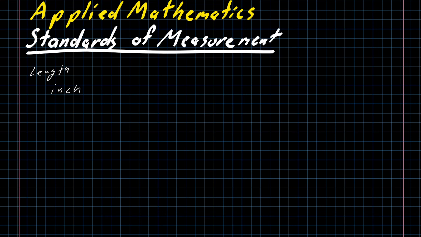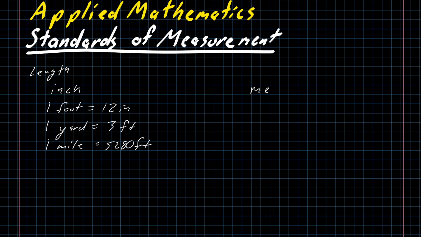In the US Customary system, we start with the inch, then we have 1 foot, which is 12 inches. We have 1 yard, which is 3 feet. We have 1 mile, which is 5,280 feet. And unfortunately, because we live in the United States, yes, you do need to have those memorized.